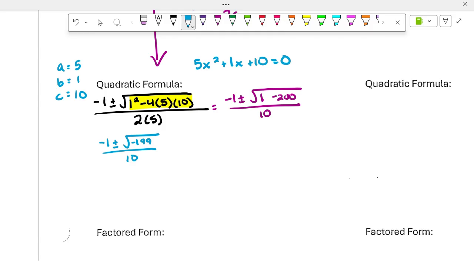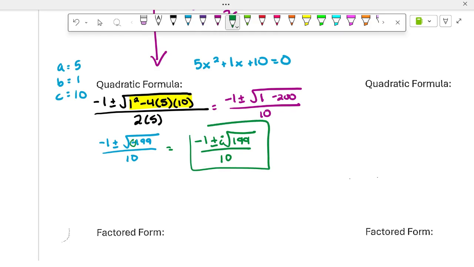Now, I'm pretty sure 199 is a prime number, but there is one thing we do have to do to simplify the radical. We have to take out the i to get rid of that negative. So this is negative 1 plus or minus i square root 199, all over 10. And since these top two are 1, there's no more simplifying. So this is my other 2 roots. Remember, this is 2 roots right here.